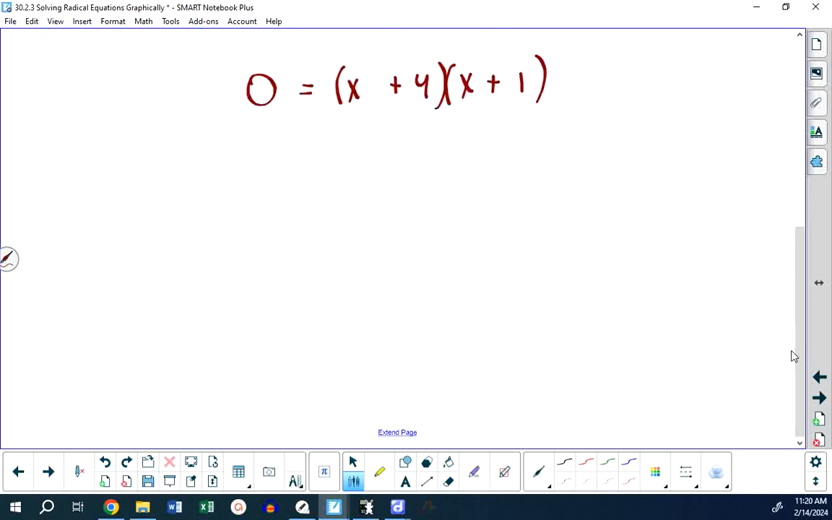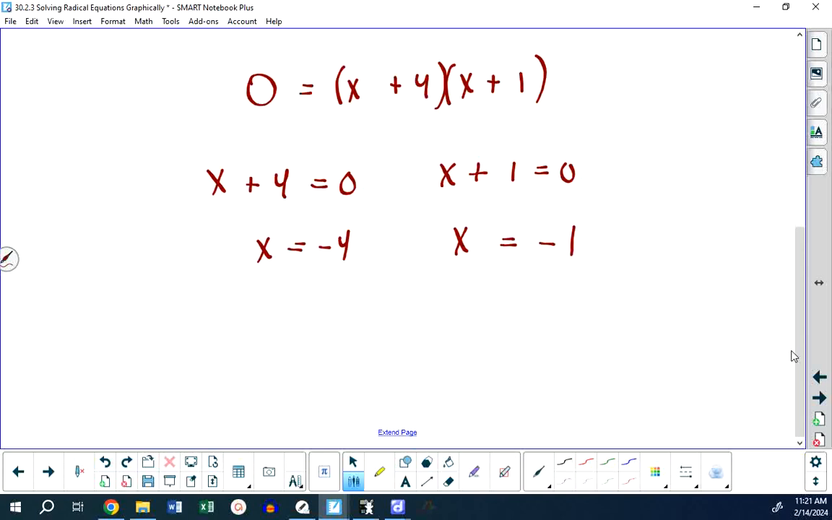What do we conclude from that? Well, if the product of two things is equal to 0, then either of them can be equal to 0. If x plus 4 equals 0, then that equation will be true. And that means that x is equal to negative 4 and x is equal to negative 1. Good? Okay.